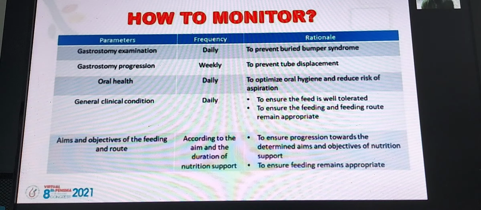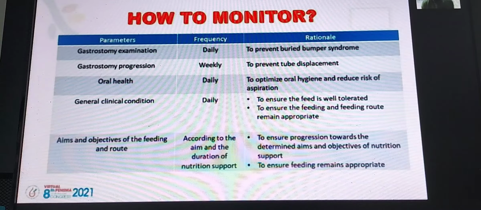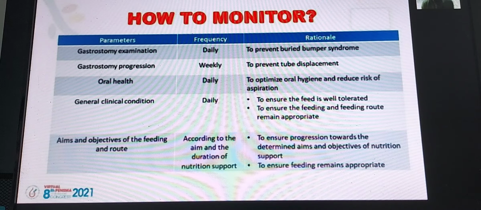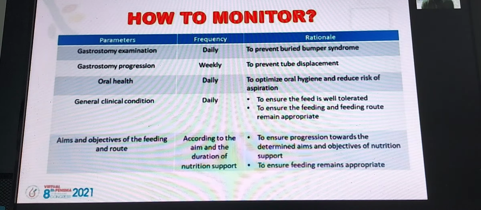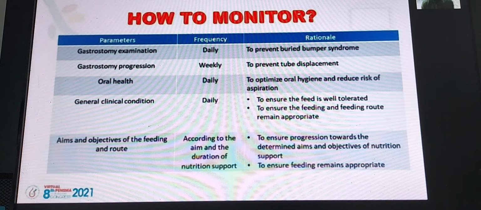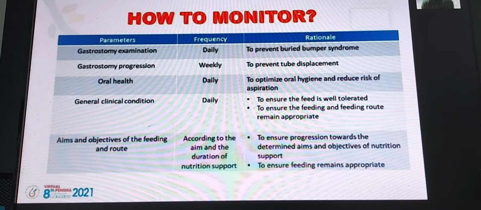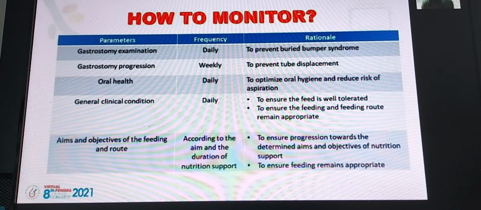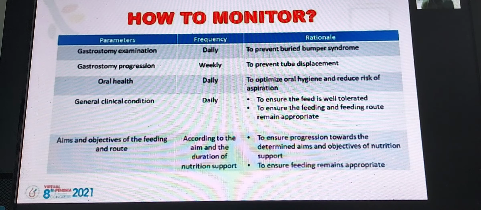We need to assess the patient's general condition daily so that the feeding is well tolerated by the patient, and to ensure that the feeding and the feeding routes remain appropriate. If patients clinically improve with the feeding regimes and routes, the patient can probably start to feed through oral routes. So I think there is a time for us to consider our feeding regime and feeding routes.